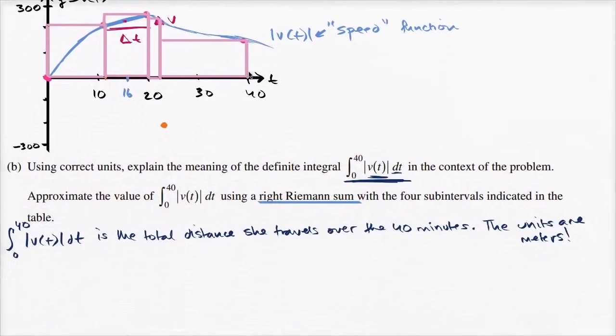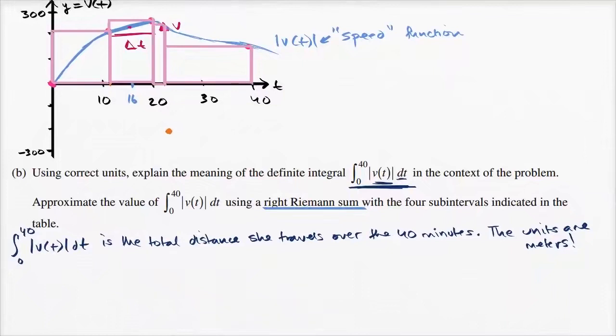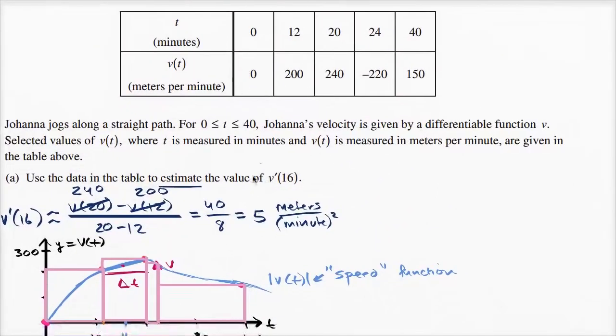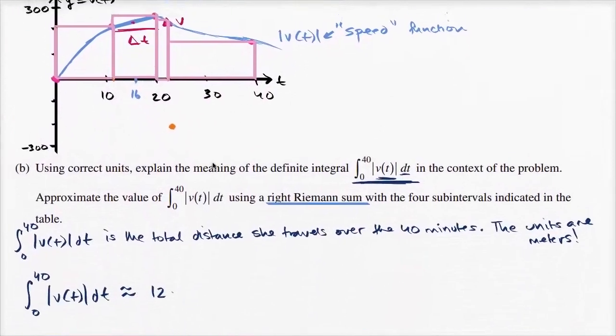And so we could write the integral from 0 to 40 of the absolute value of v of t dt is approximately what's going to be this first change in time times this height. So this first change in time is 12, so it's going to be 12 times, what's the height? Well, v of 12 we knew was 200. So it's going to be 12 times 200.